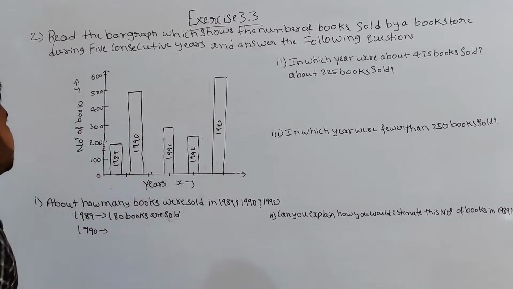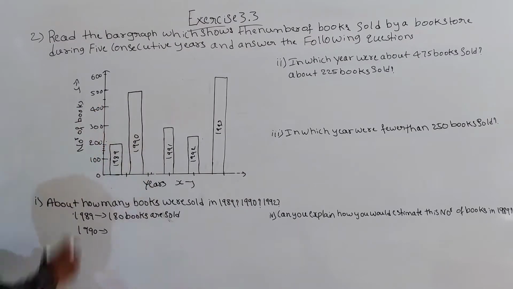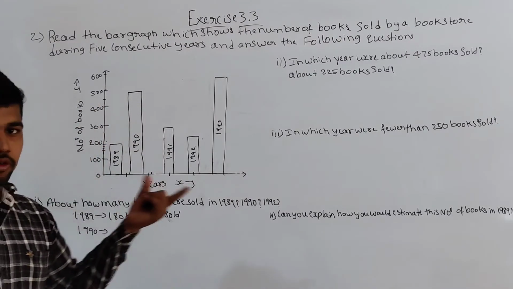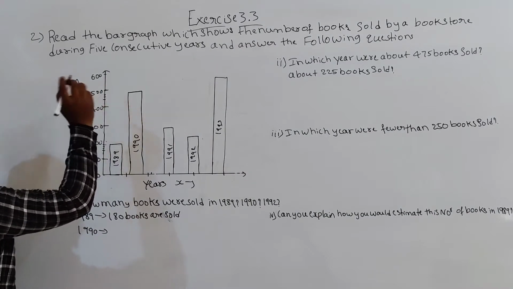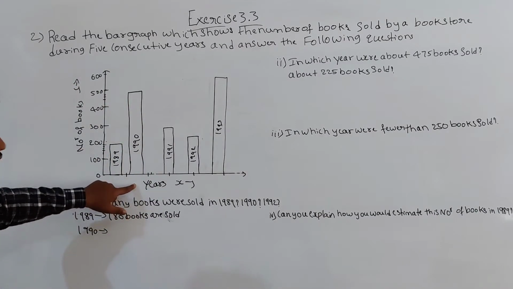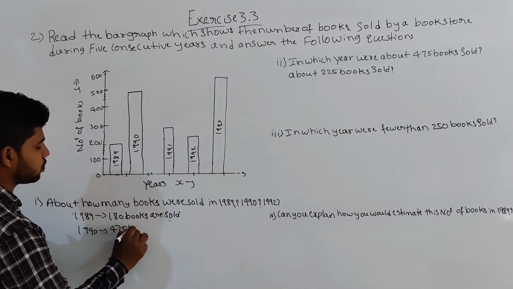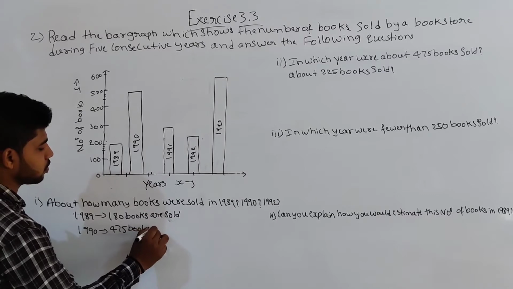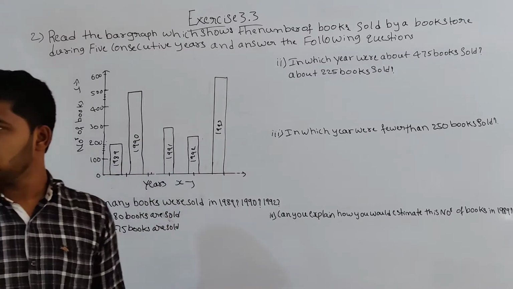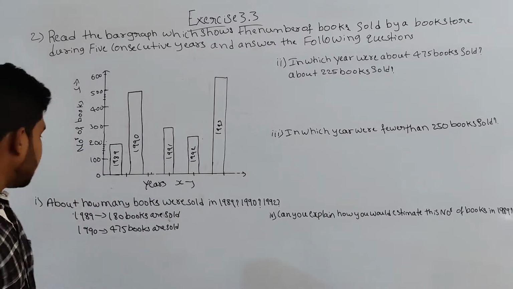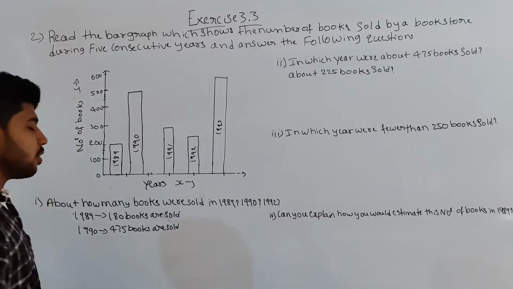In the year 1990, you will get between 400 and 500, you will get 450, 460, 470 and 475. In the year 1990, nearly 475 books are sold. In the year 1990, 470 books are sold.